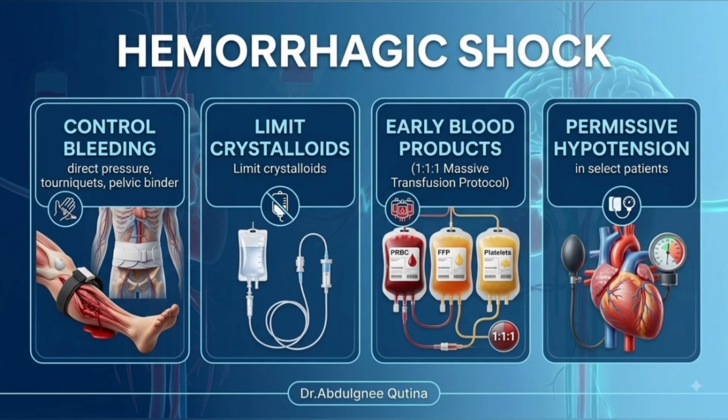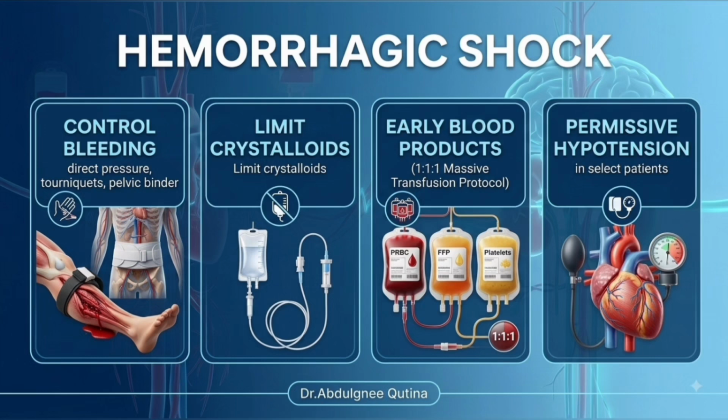Now, what about hypovolemic shock? Specifically, let's talk trauma and hemorrhagic shock, which is still the leading cause of preventable death in injured patients. The strategy here is pure damage control. First, stop the bleeding. Direct pressure, tourniquets, pelvic binders, whatever it takes. And unlike sepsis, here we actually want to limit crystalloids. Don't drown them in saline.